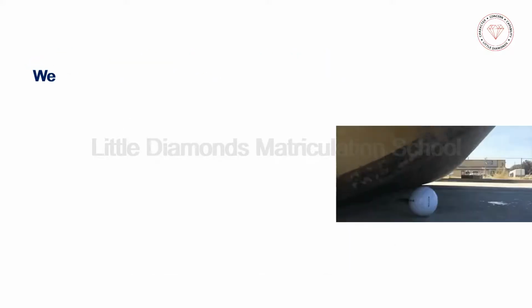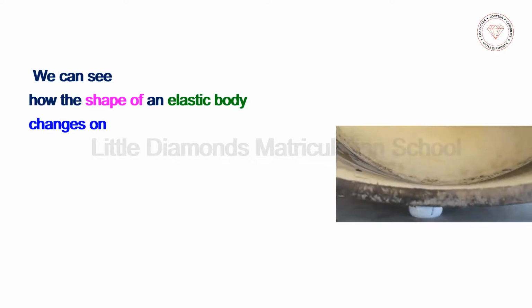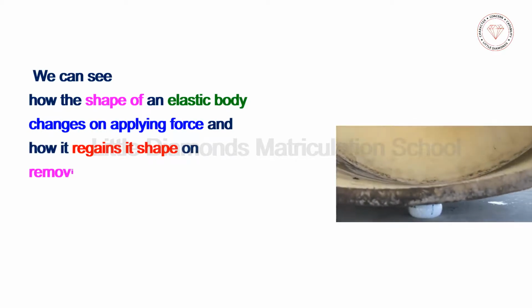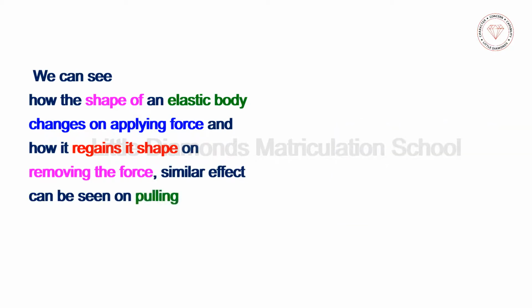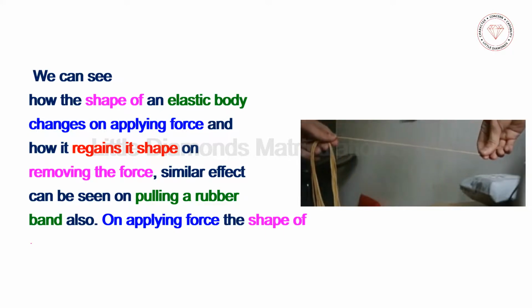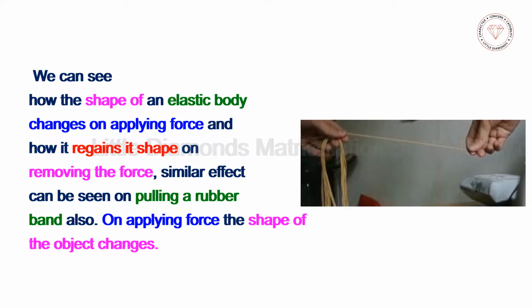In the picture, we can see how the shape of an elastic body changes on applying force and how it regains its shape on removing the force. A similar effect can be seen on pulling a rubber band also. On applying force, the shape of the object changes.